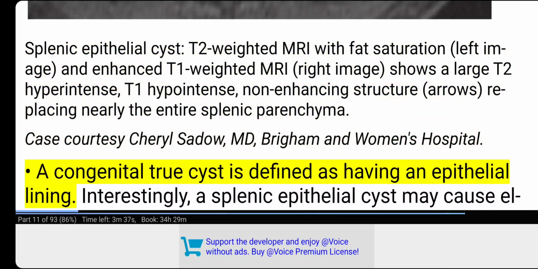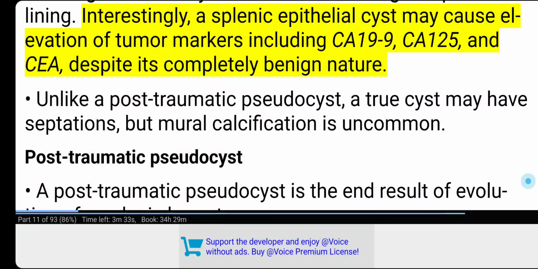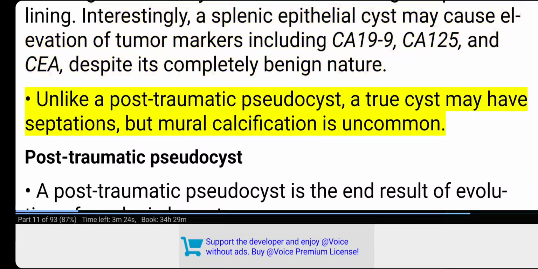A congenital true cyst is defined as having an epithelial lining. Interestingly, a splenic epithelial cyst may cause elevation of tumor markers including CA19-9, CA125, and CEA, despite its completely benign nature. Unlike a post-traumatic pseudocyst, a true cyst may have septations, but mural calcification is uncommon.